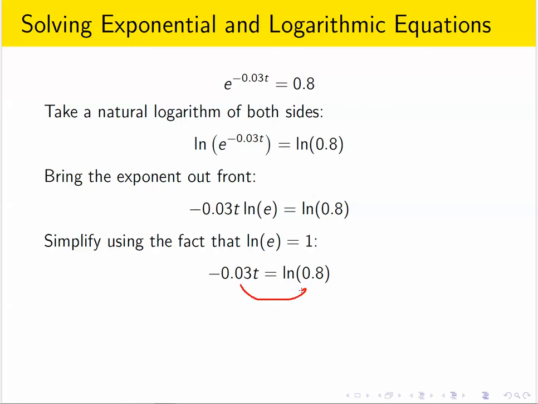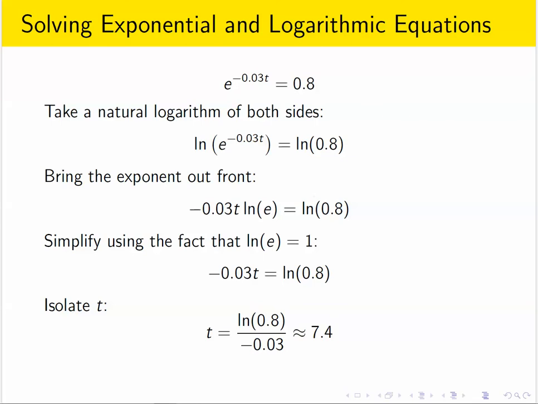Now I'm going to move that over by dividing both sides by the coefficient that isolates t. Now you might look at this and be worried that you're going to end up with a negative number because you're dividing by a negative number here. But it turns out that natural log of 0.8 is also negative. So a negative divided by a negative will give us a positive. And that's exactly what we get.